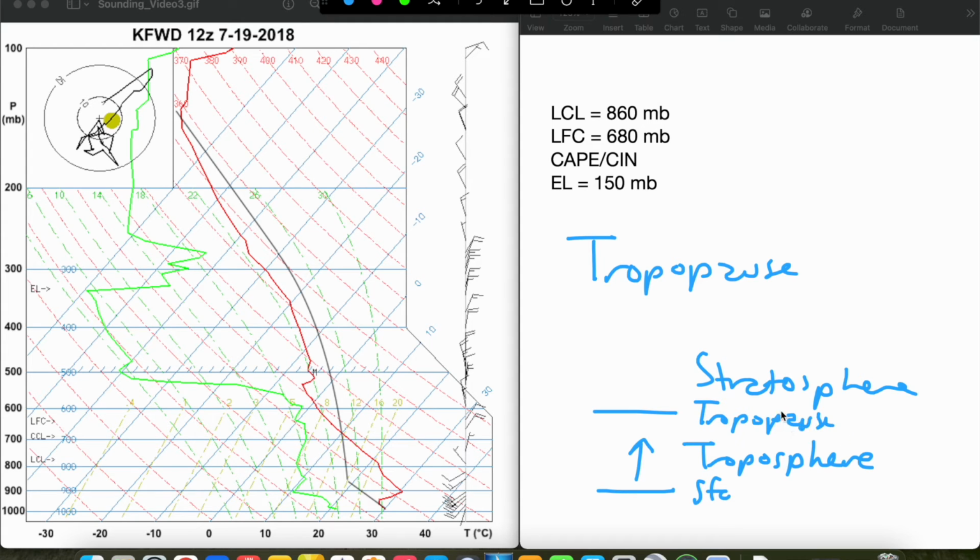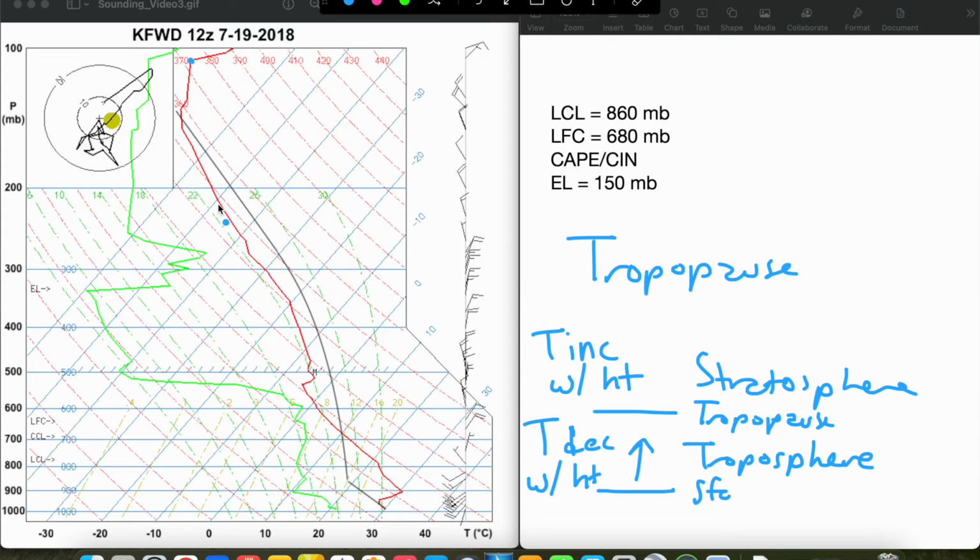Now, in the troposphere, temperature decreases with height in general. So obviously we can have these kind of inversions like we have on this sounding here, but in general the temperature is going to decrease as you go up in the atmosphere in the troposphere. However, in the stratosphere, temperature increases with height. And the level between the troposphere and the stratosphere is the tropopause. And the way we can find that on a sounding is that we can find where the temperature goes from decreasing with height to an abrupt change to increasing with height. And that's going to happen right about here.